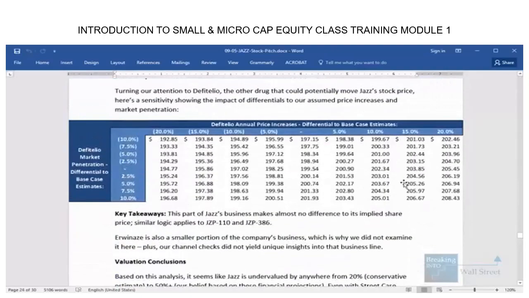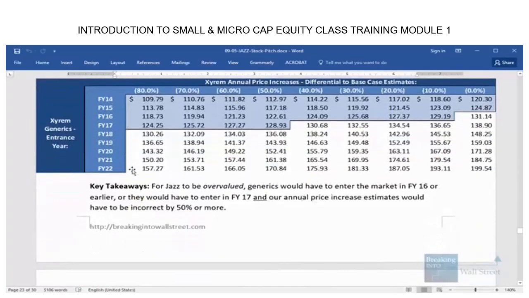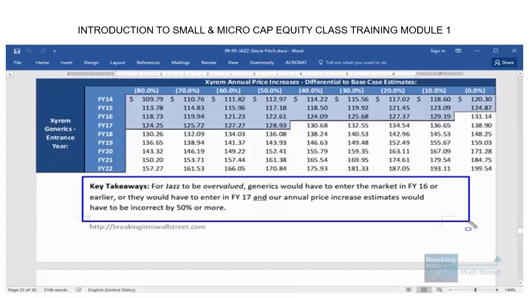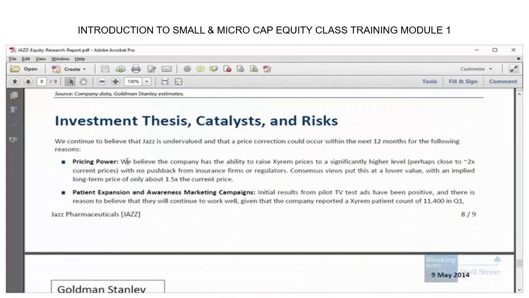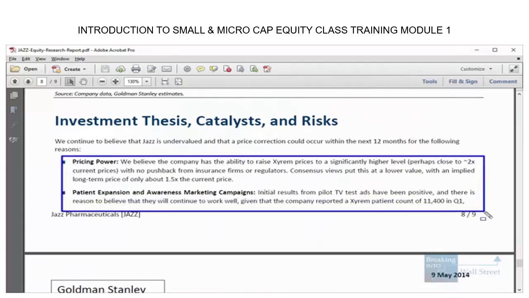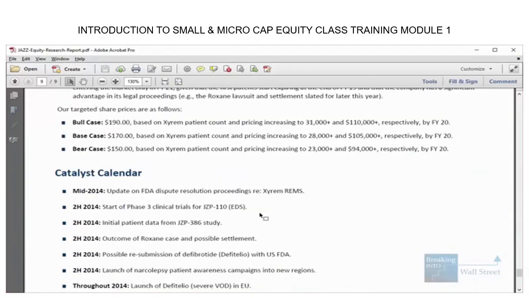If you go into a stock pitch, for example, we can make very specific statements and say something like, for the company to be overvalued, generics would have to enter the market in fiscal 2016 or earlier, or they would have to enter in fiscal 2017, and our annual price increase estimates would have to be incorrect by 50% or more. You are never going to see a statement that specific in an equity research report. Instead, when you get to this section, you'll see that the company mentions something about these factors, but they don't tie these factors to a specific share price impact. So they're giving all the reasons, but it's a lot more qualitative.